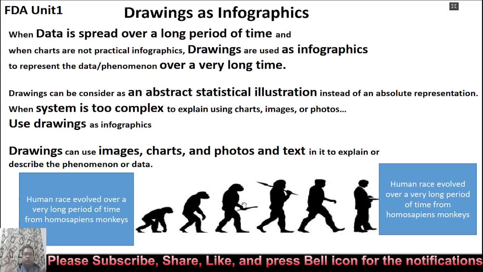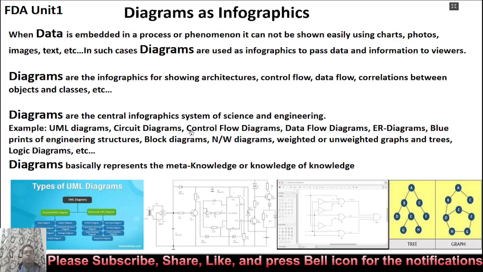And if you want to show this 6.5 crore years on a graph or chart, it becomes quite difficult. In such cases we show drawings. Okay, so we show the drawings to give this. Now we go with the diagrams. What is a diagram? Diagrams are something which are used to show the concept or the architecture.